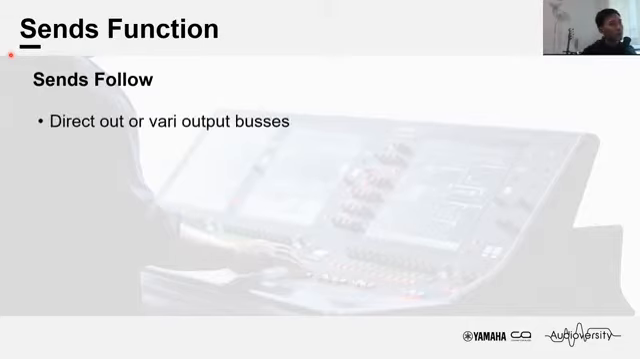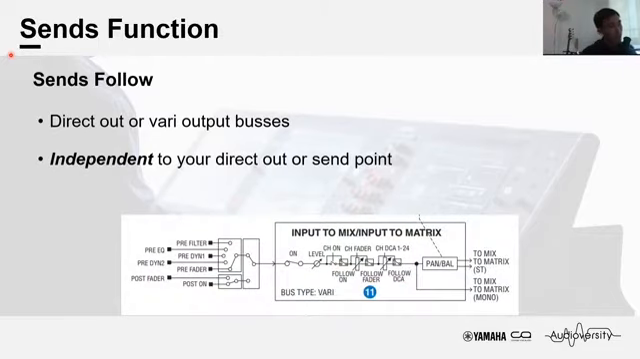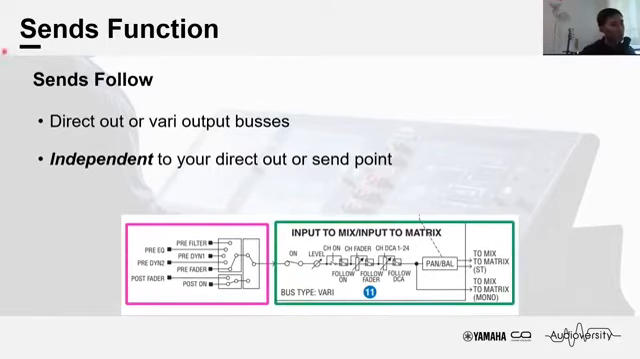And one more send function that is useful that I don't really know if many people are using, or if they know about it at all. This is the send follow. So this applies to your direct outs or your variable output buses. The send follow is independent to your direct outs or send points. So you can see here in pink, we have our various send points. This is quite typical of any console. We have all the way from pre-filter to our post-on send point. So this can be a direct out or a variable output bus, so you can send to your mix or your matrix.